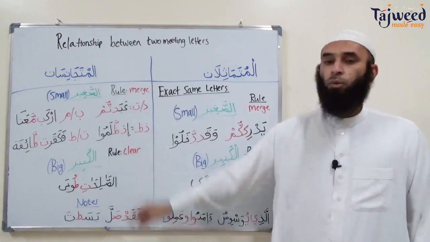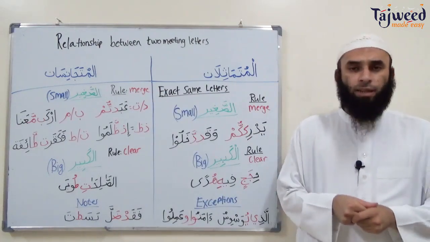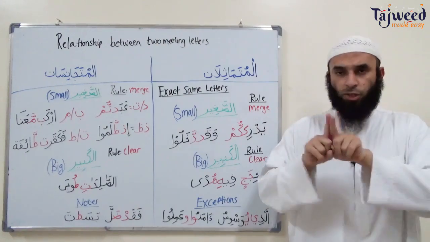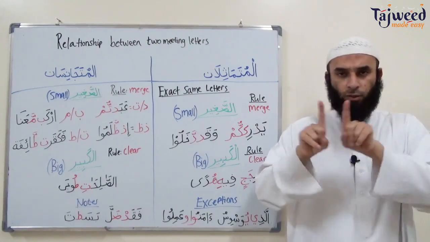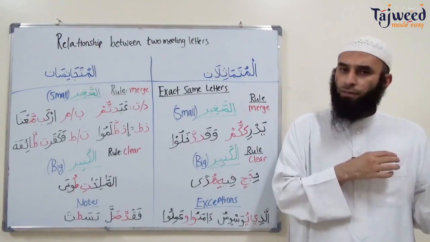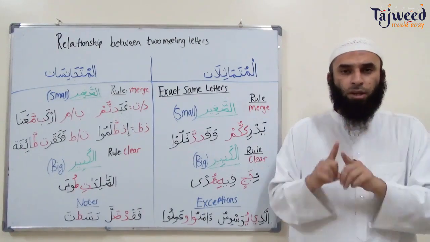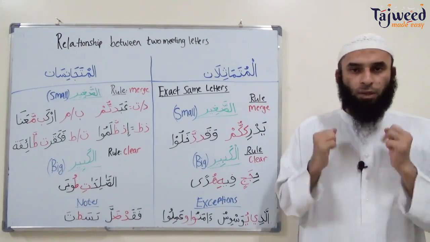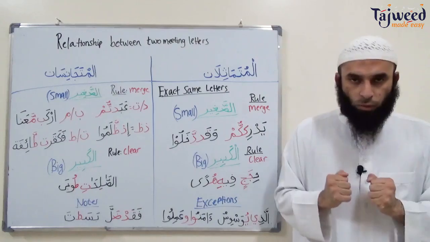Now let's go to al-mutajanisan. Al-mutajanisan means two letters next to each other that come from the same makhraj point, as we covered in the makharij al-huruf, but share different sifat, different characteristics. So what's the ruling on this? What are the two categories first?